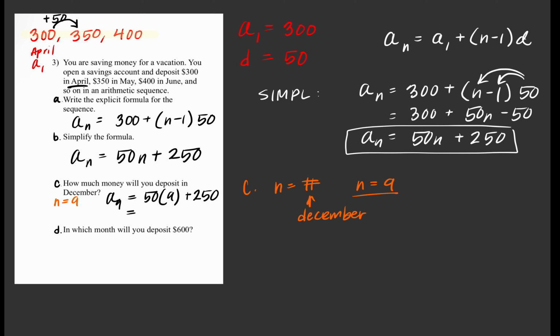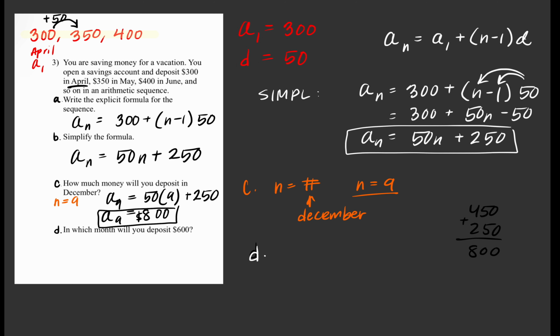A of 9 is equal to 50 times 9 plus 250. 50 times 9 is 450 plus 250 is 700. Is it 800? No, let's find out. 450 plus 250. It is 800. Oops. Beautiful. This is $800 in the month of December. So this is a of 9 is equal to 800. And then for our units, it is a dollar sign.